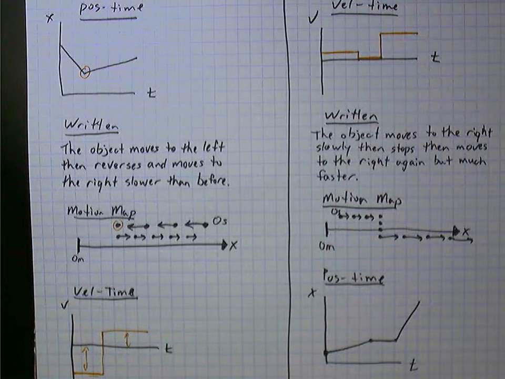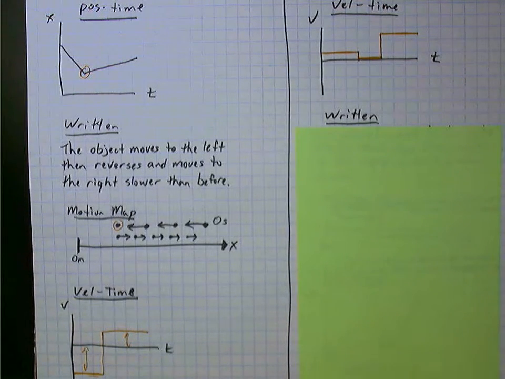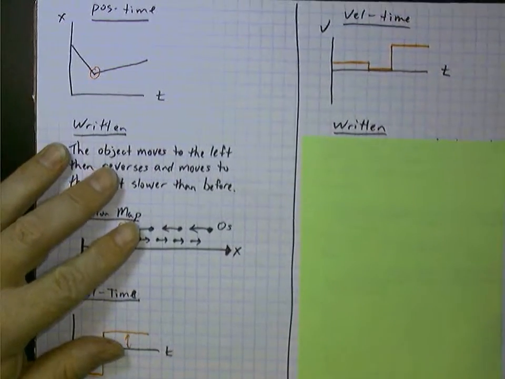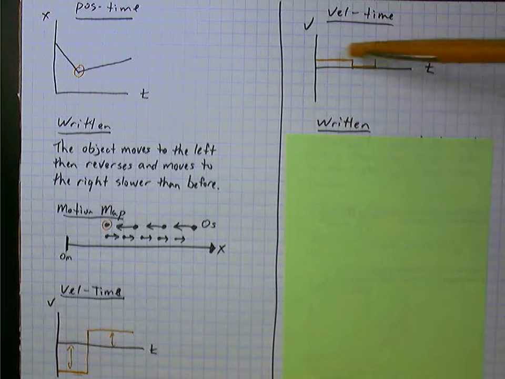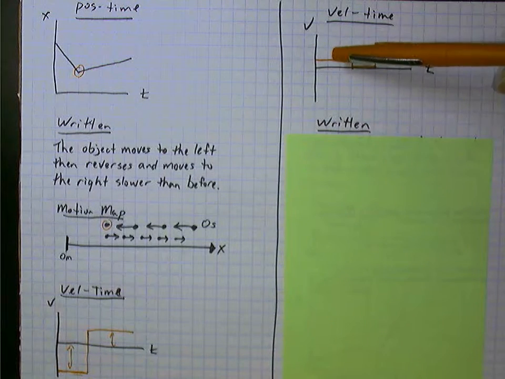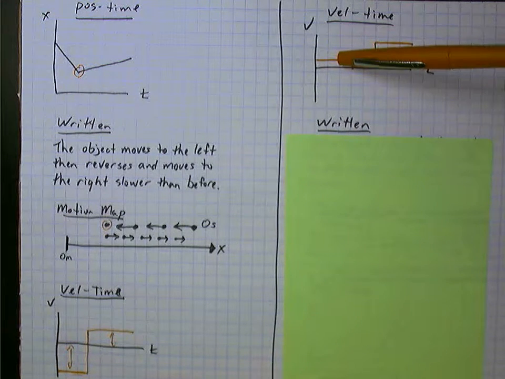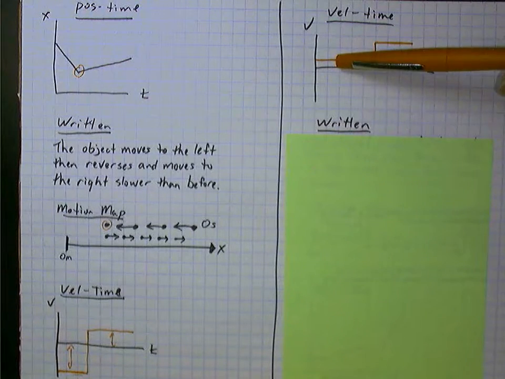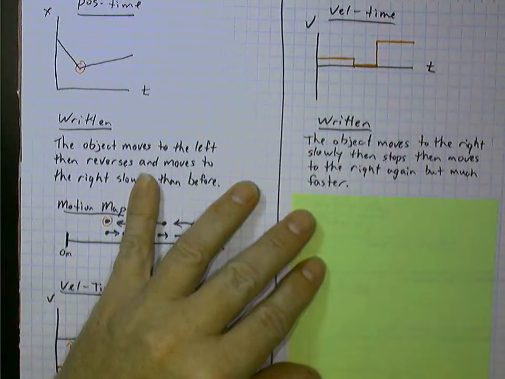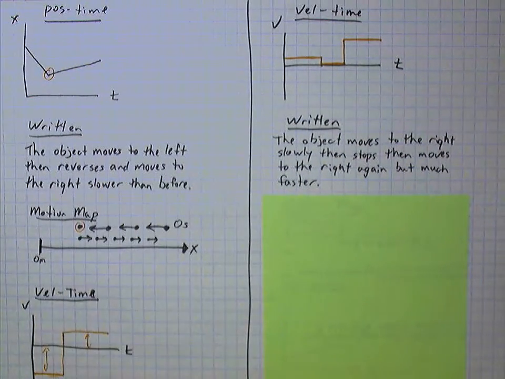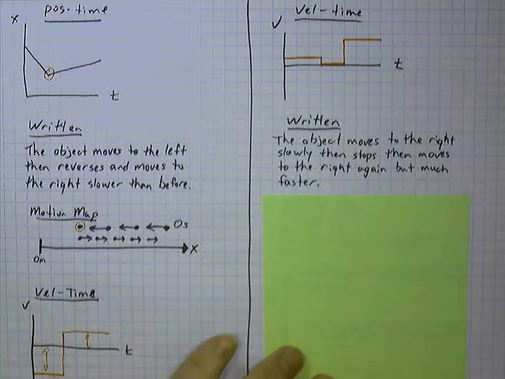This last example is again the same thing, only this time we started with a velocity time graph. So this is a little different. It's the same idea, but I just have to interpret the velocity time graph. Because these lines are positive, I know it's moving to the right. Because this one is smaller, or not as high as this one: slower, stopped, faster. So when I write my verbal description, I want to say something along those lines. The object moves to the right slowly, then stops, then moves to the right again, but much faster.